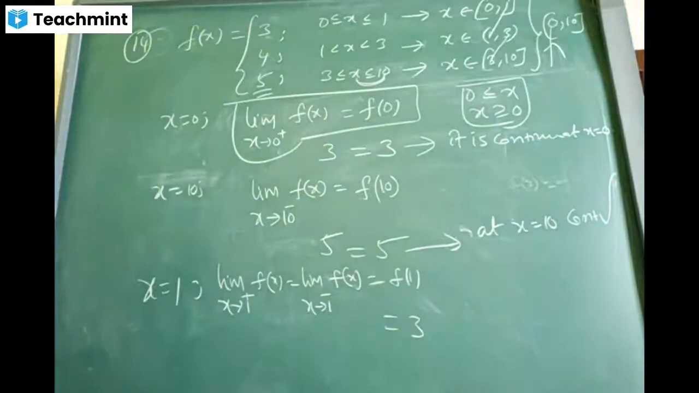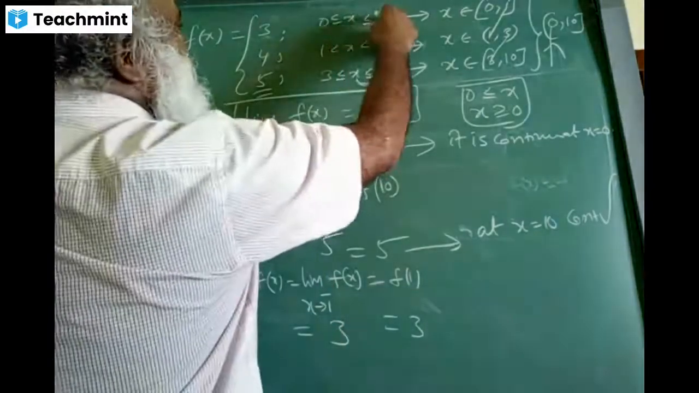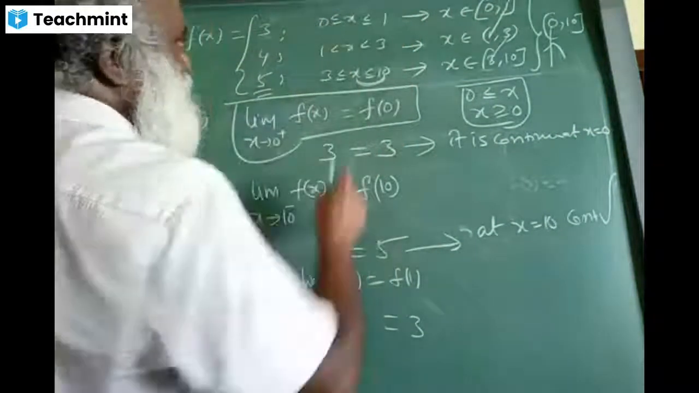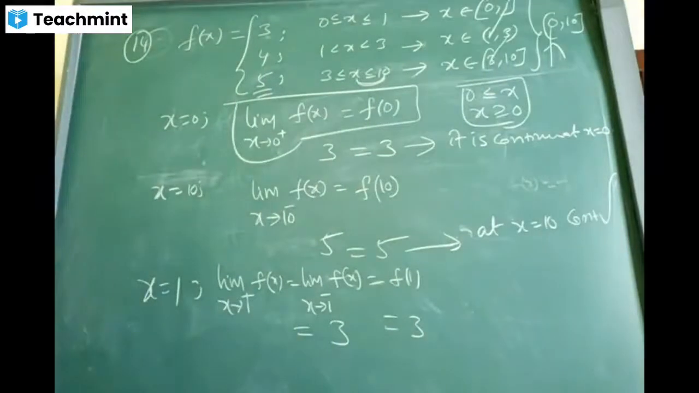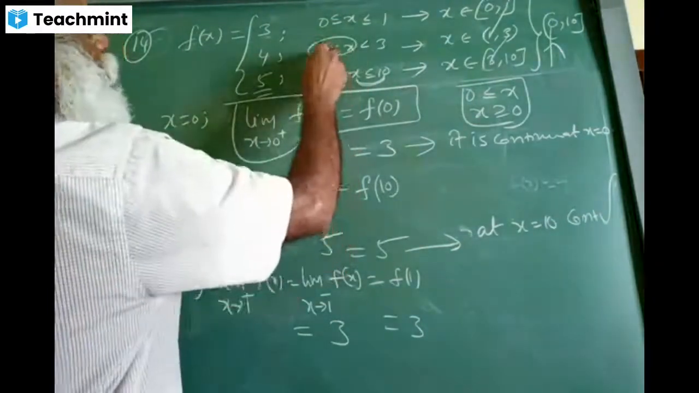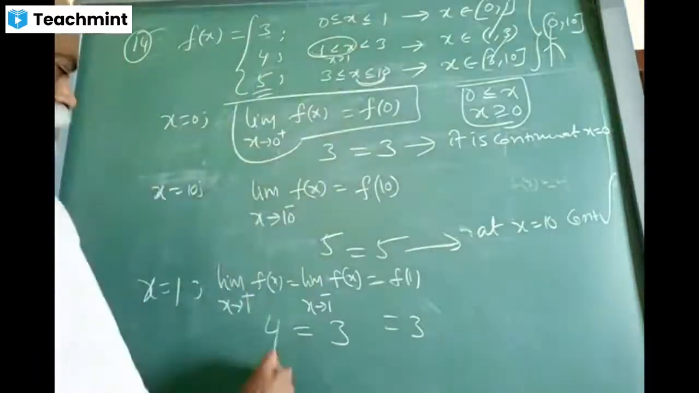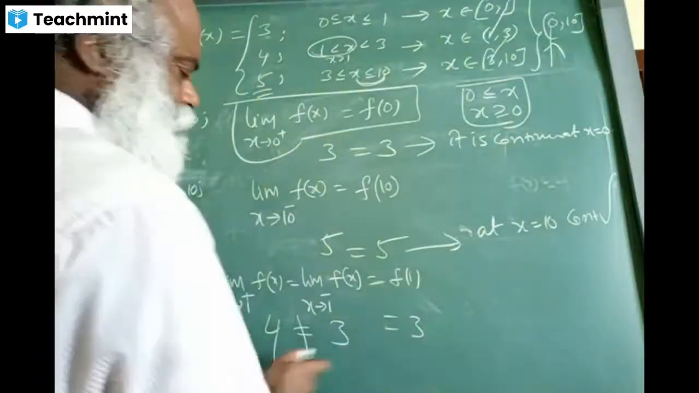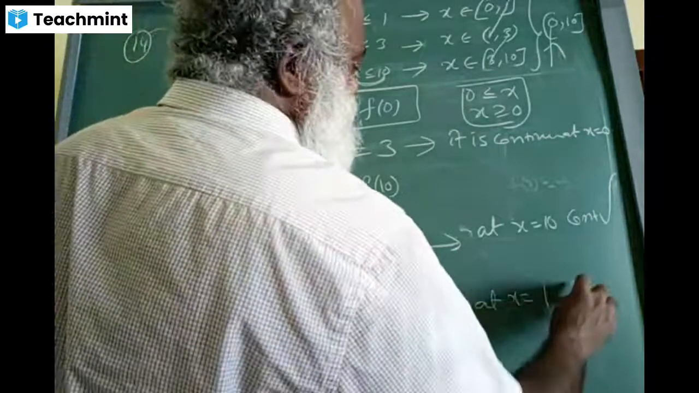Wonderful. 1 minus? 3, sir. Where is 1 minus? x is less than 1. 1 minus means x is less than 1. 1 plus, what is the answer? 4. Brilliant. 1 plus means 1 is less than x, x is more than 1. 4 is not equal to 3, all three are not equal. At x equal to 1, not continuous.